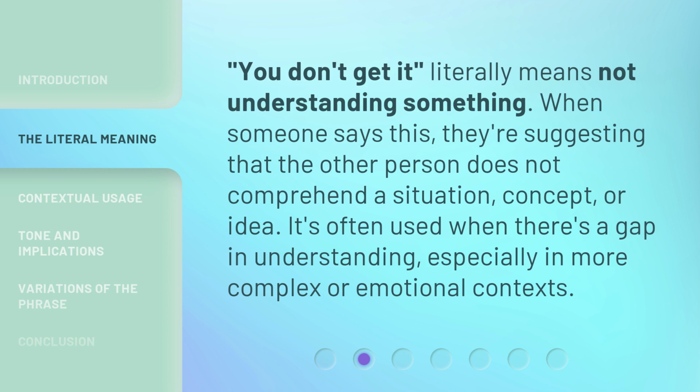"You don't get it" literally means not understanding something. When someone says this, they're suggesting that the other person does not comprehend a situation, concept, or idea. It's often used when there's a gap in understanding, especially in more complex or emotional contexts.